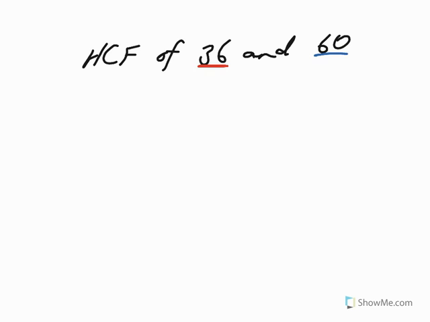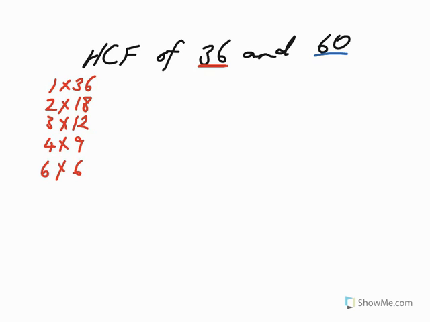So if we look at all the factors of 36, we could have 1 times 36, 2 times 18, 3 times 12, 4 times 9, 6 times 6, and that must be all our factors because we've reached the same number.